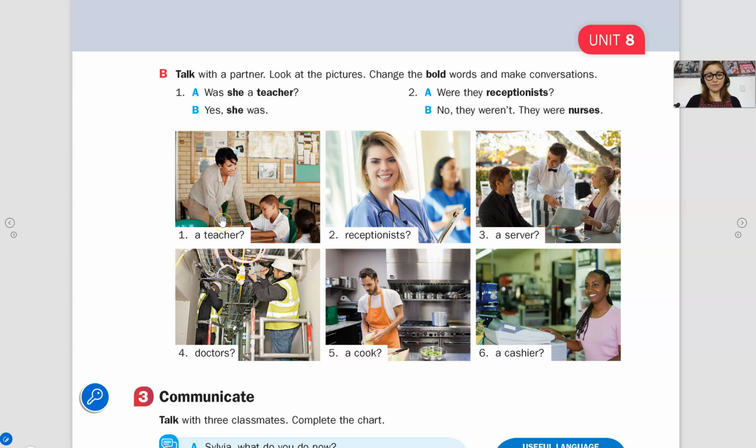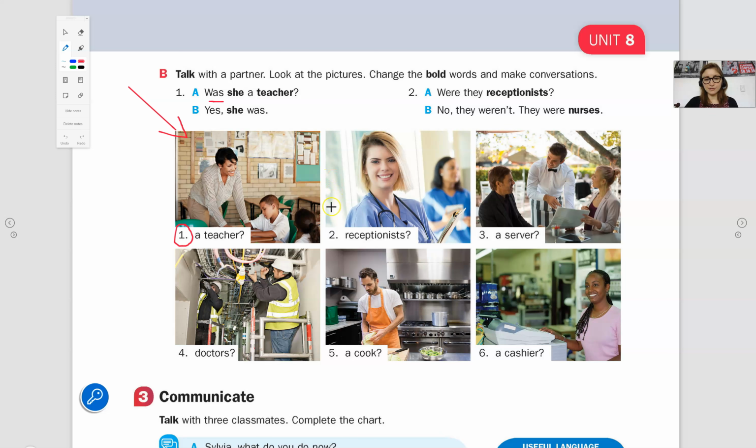Okay, so right now for number 1, we can look at this person here. All right, we see a woman and it says teacher, right? So number 1, right here, it says teacher. So the question, was she a teacher? So we're talking about the past time. Was she a teacher? So we see, yes, that's correct, that's a teacher. Yes, she was.